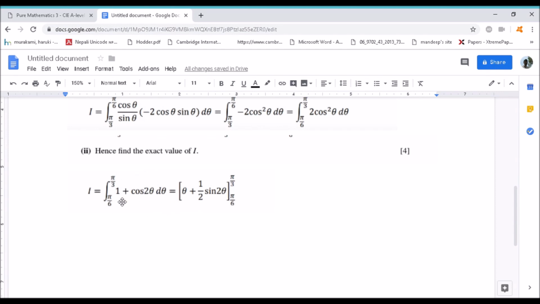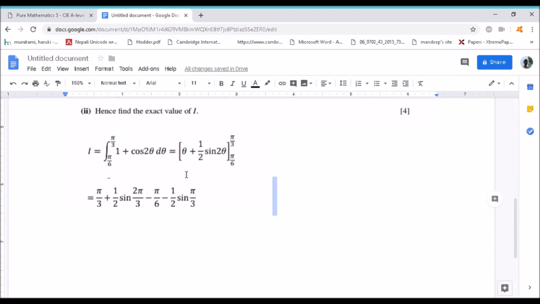So after this, while integrating 1, it will be theta, and cos 2 theta will be 1/2 sin 2 theta, from pi over 6 to pi over 3. You can write plus c as well, or minus c, but it doesn't matter because it's going to be cancelled anyway. So now replace this by pi over 3 plus 1/2 sin 2 pi over 3, minus pi over 6 minus 1/2 sin pi over 3, and calculate, the answer will be pi over 6.